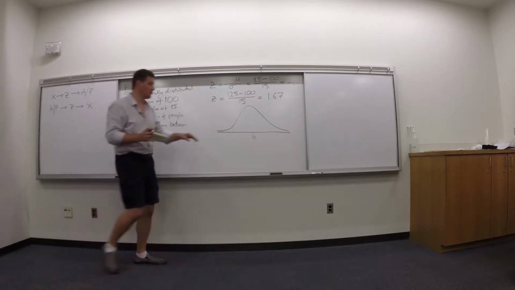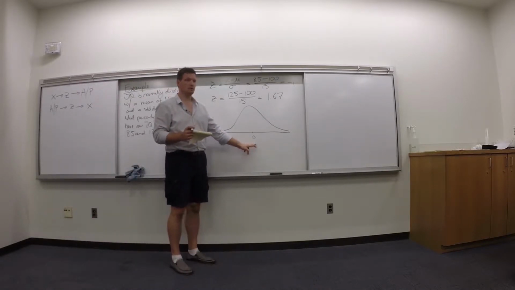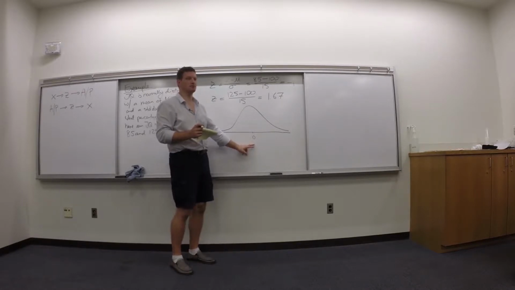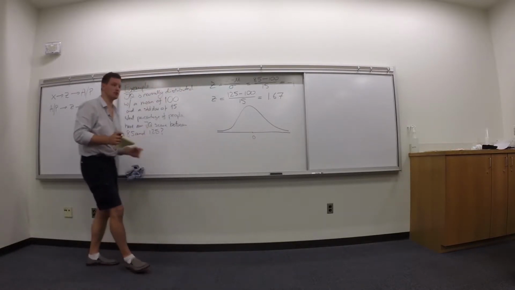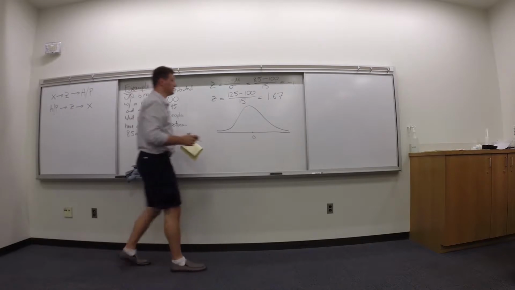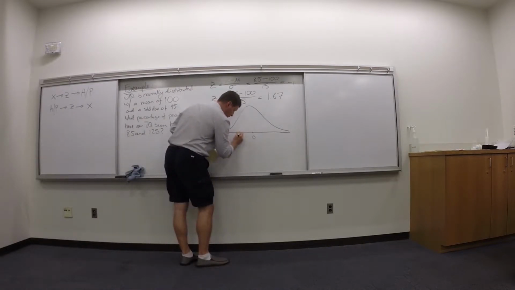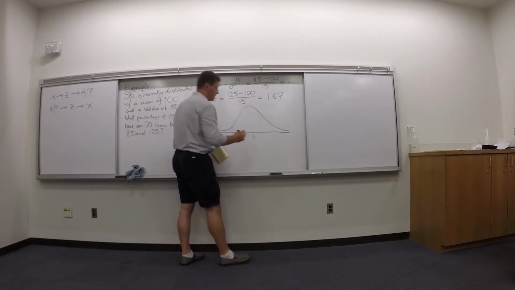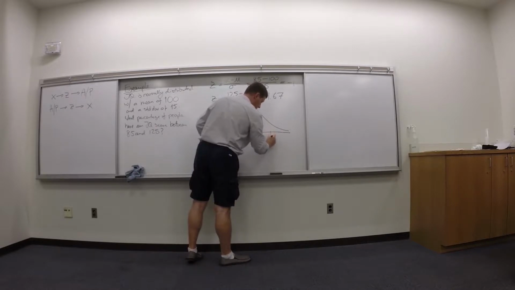Okay, quick reminder. Why am I putting 0 here? Because I standardized the mean to be 0, right? This is standard normal curve. All right, so let's find a place for -1, say here, and a place for 1.67, let's say here.